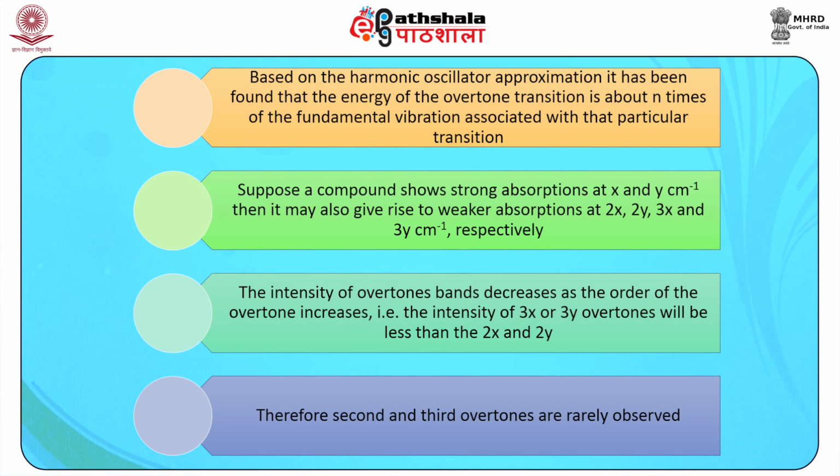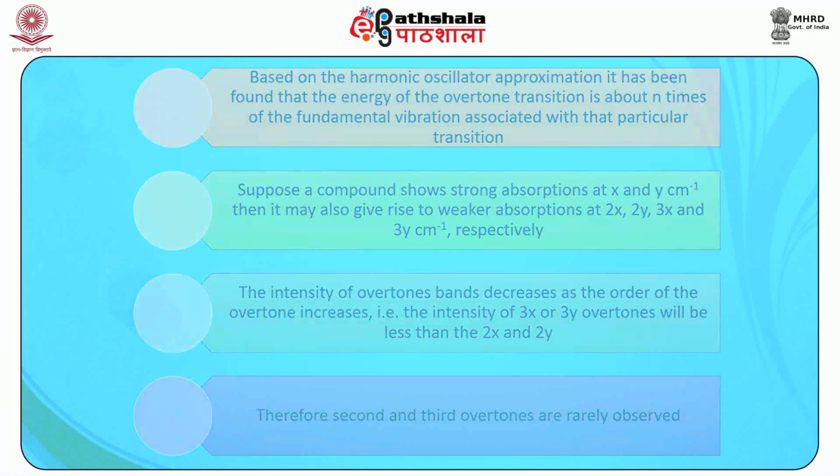Now, based on the harmonic oscillator approximation, it has been found that the energy of the overtone transition is about n times the fundamental vibration associated with that particular transition. Suppose a compound shows strong absorptions at x and y centimeter inverse, then it may also give rise to weaker absorptions like 2x, 2y, 3x, 3y centimeter inverse respectively. The intensity of overtones decreases as the order of overtone increases. That is, the intensity of 3x or 3y overtones will be less than 2x and 2y overtones. Therefore, second and third overtones are rarely observed.